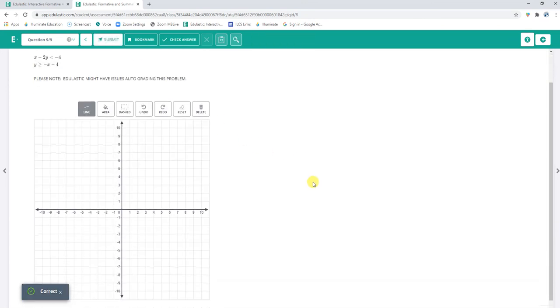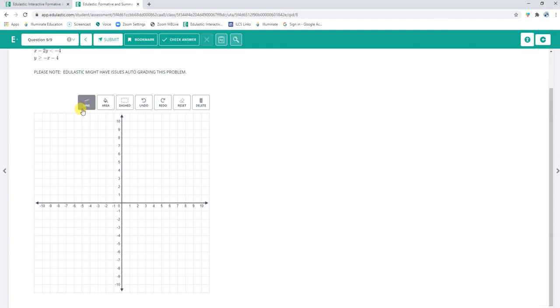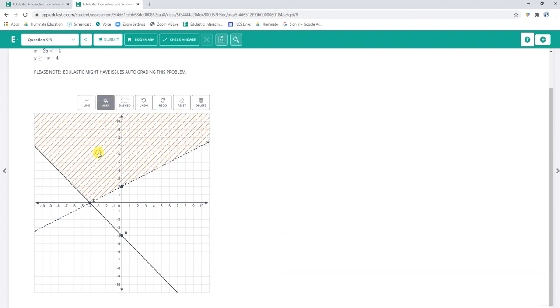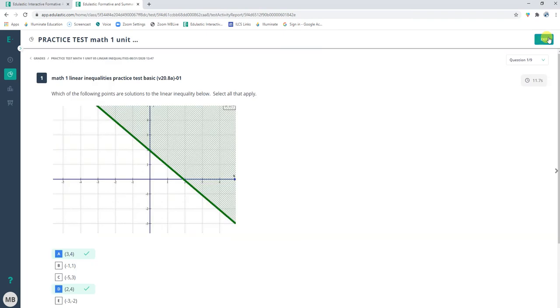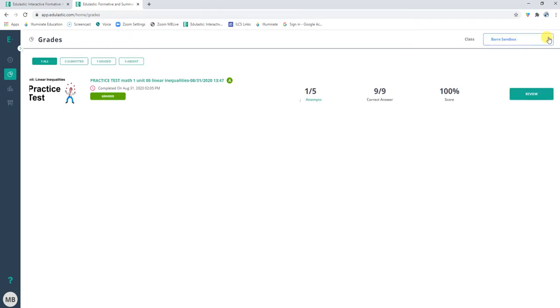And finally, a system of inequalities, -4 to 4. Here's my first line, solid. My second line, dashed. My shaded area, there we go. Check it. It likes it. That was our last question. Submit it. Exit. 100%. I'm looking good.